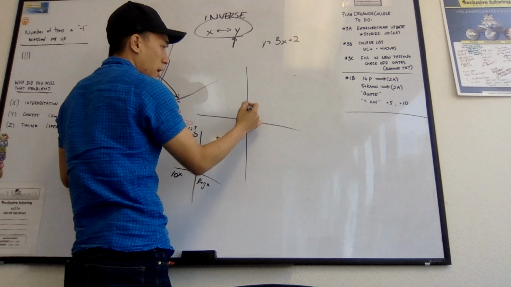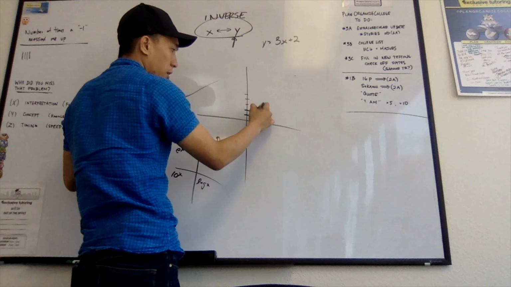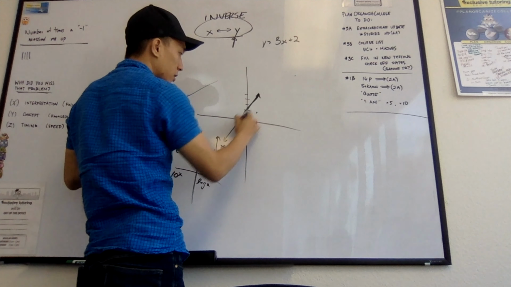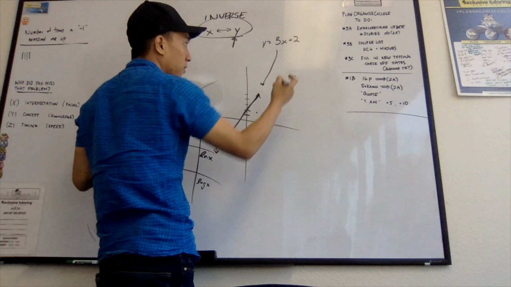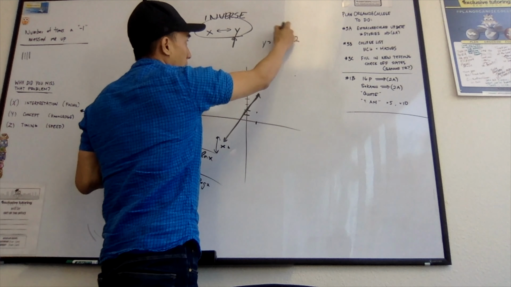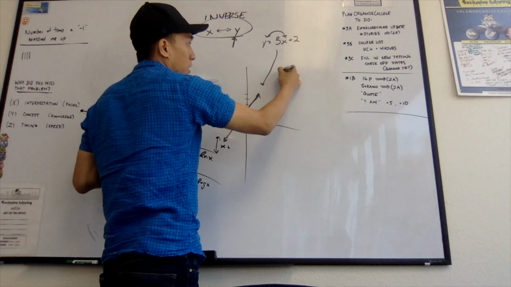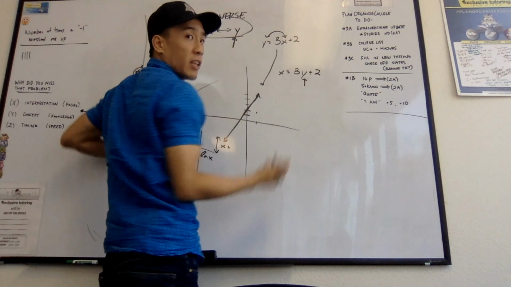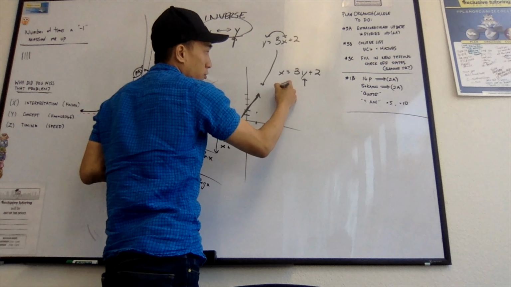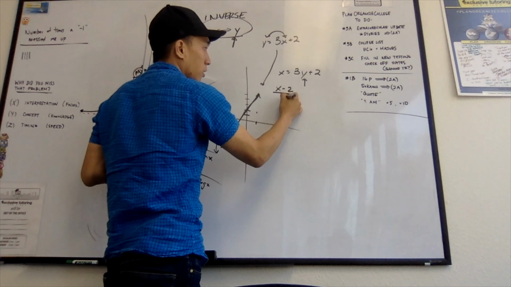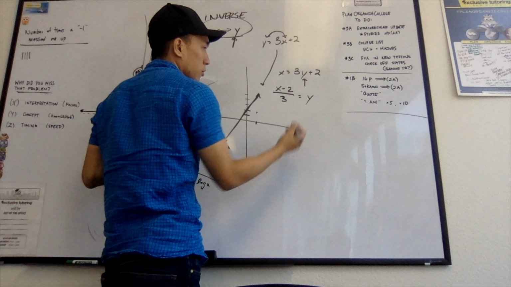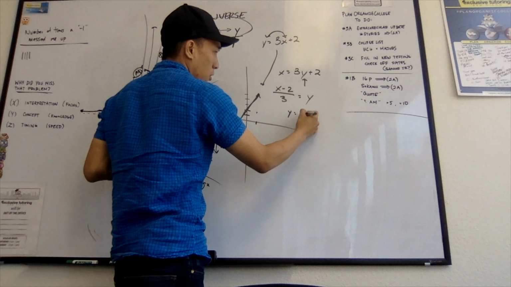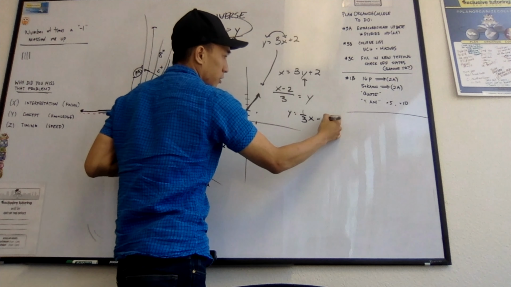And so I'll go at 2, I'll go 1, 2, 3, and over 1. So I have this value, right? That's this line. If I want to flip it and inverse it, I take x and I take y, and I flip the values. Then I go ahead and re-isolate my y. Subtract the 2, divide by the 3. Okay? So if I took a look here, y is equal to 1/3 x minus 2/3.